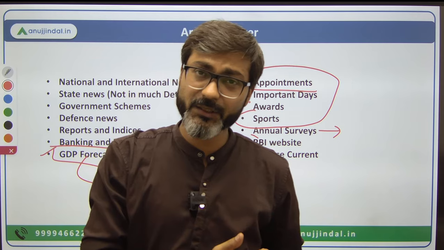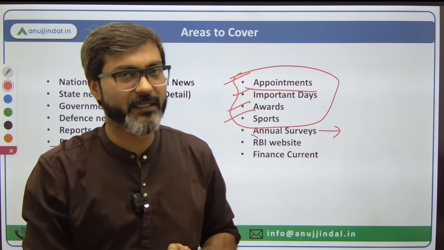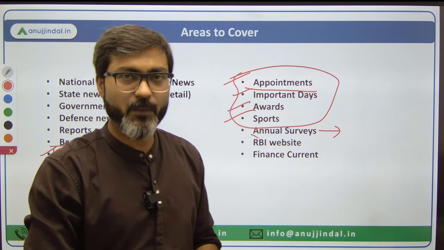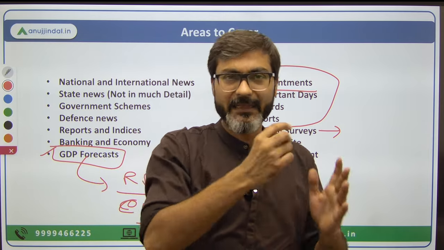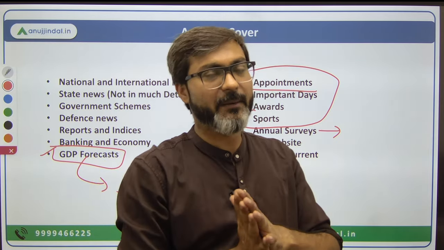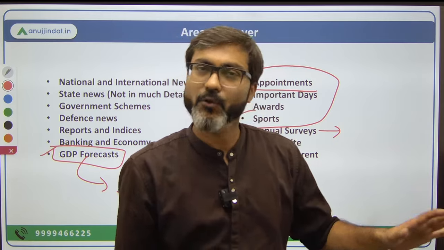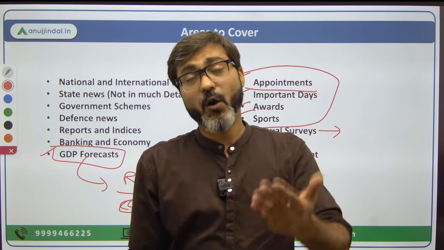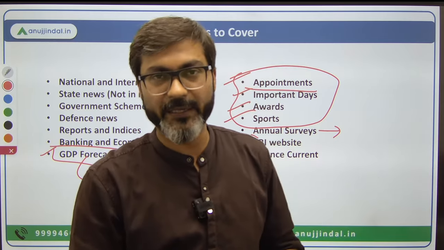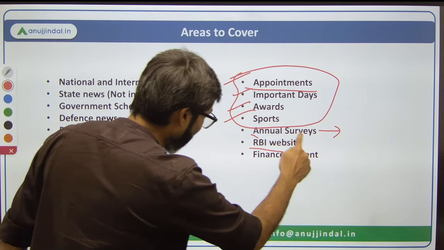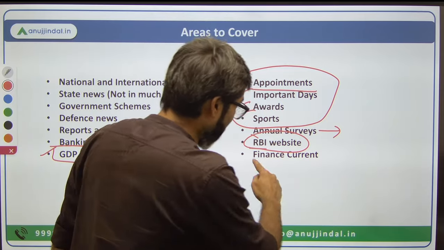इसके अलावा census. Right, census अभी तो 2011 वाला ही चल रहा है. नीति आयोग मल्टीडायमेंशनल पॉवर्टी इंडेक्स, ठीक है? And there are various other surveys which are being launched by the government annually. So all those annual surveys are very important. Obviously NFHS, National Family Health Survey, ठीक है? RBI की वेबसाइट you have to cover and finance current affairs.